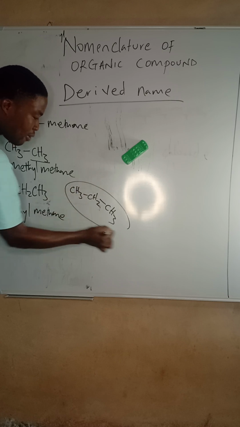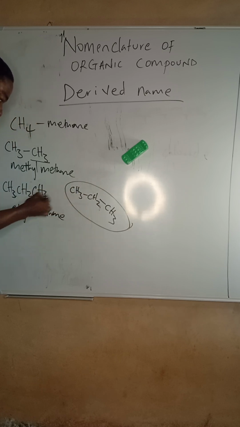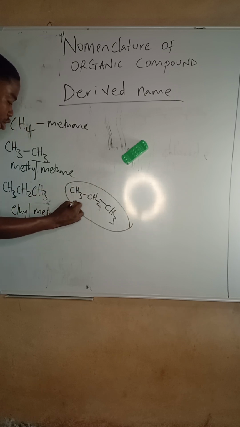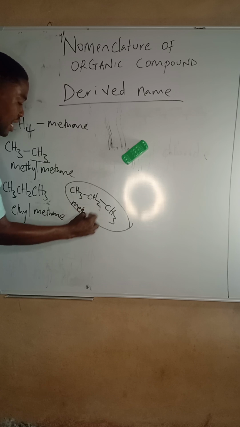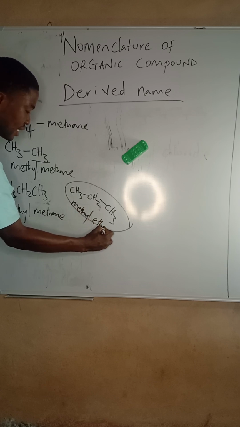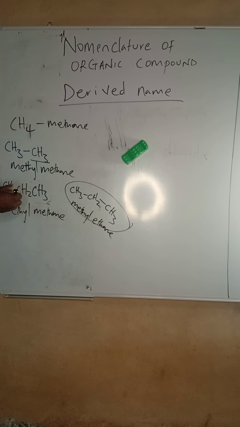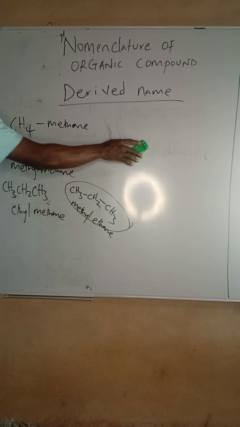So what will be the name of this compound now? They are the same thing. The name of this derived compound can be called methyl ethane. It's a derived name. That's how it works. So I can have another one.